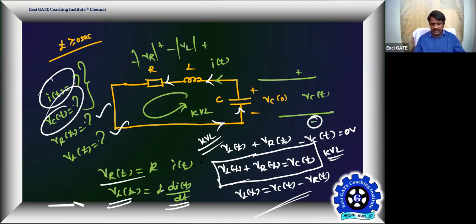So this is an easy equation. Unnecessarily don't differentiate your current and complicate. Simply go for VL of t. Yes, VC of t is available, so VR of t is available. Do the simple subtraction instead of differentiation. Differentiation is time consuming compared to this simple subtraction. So this is a better route for VL of t. Hope it is clear, everyone.